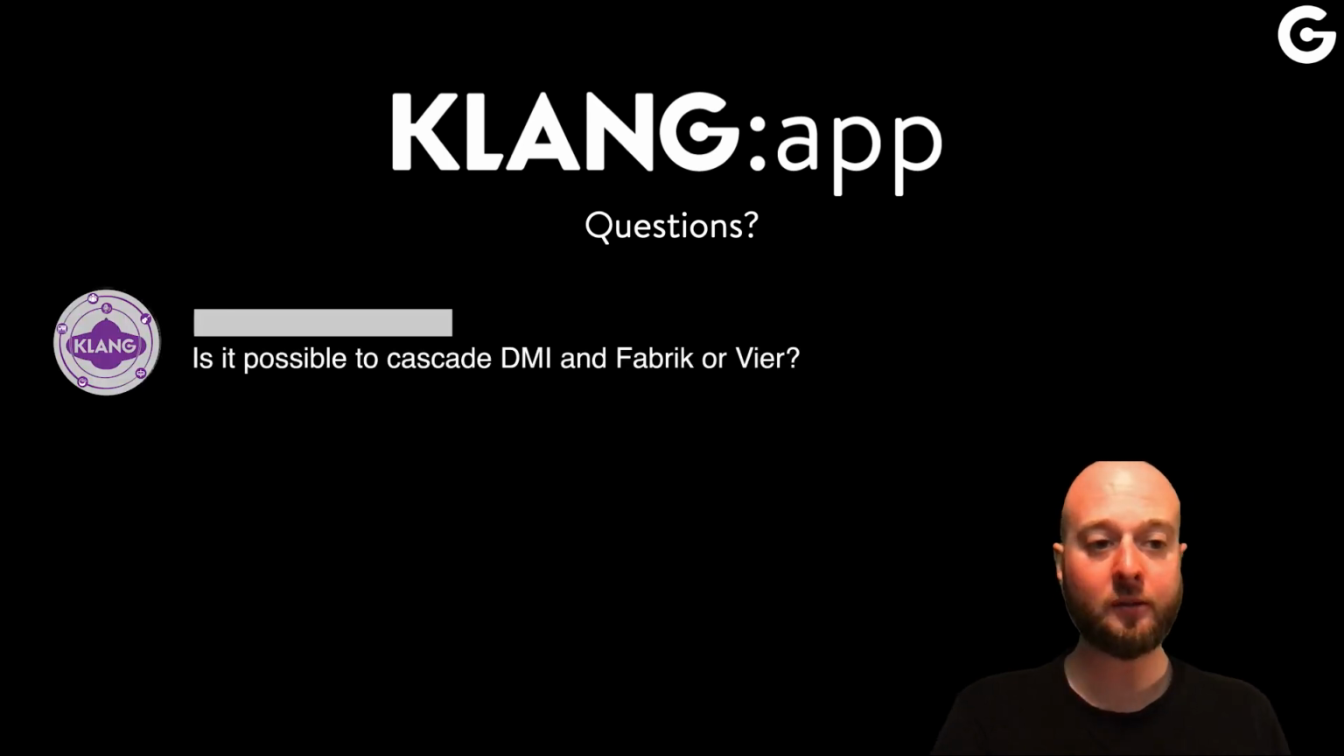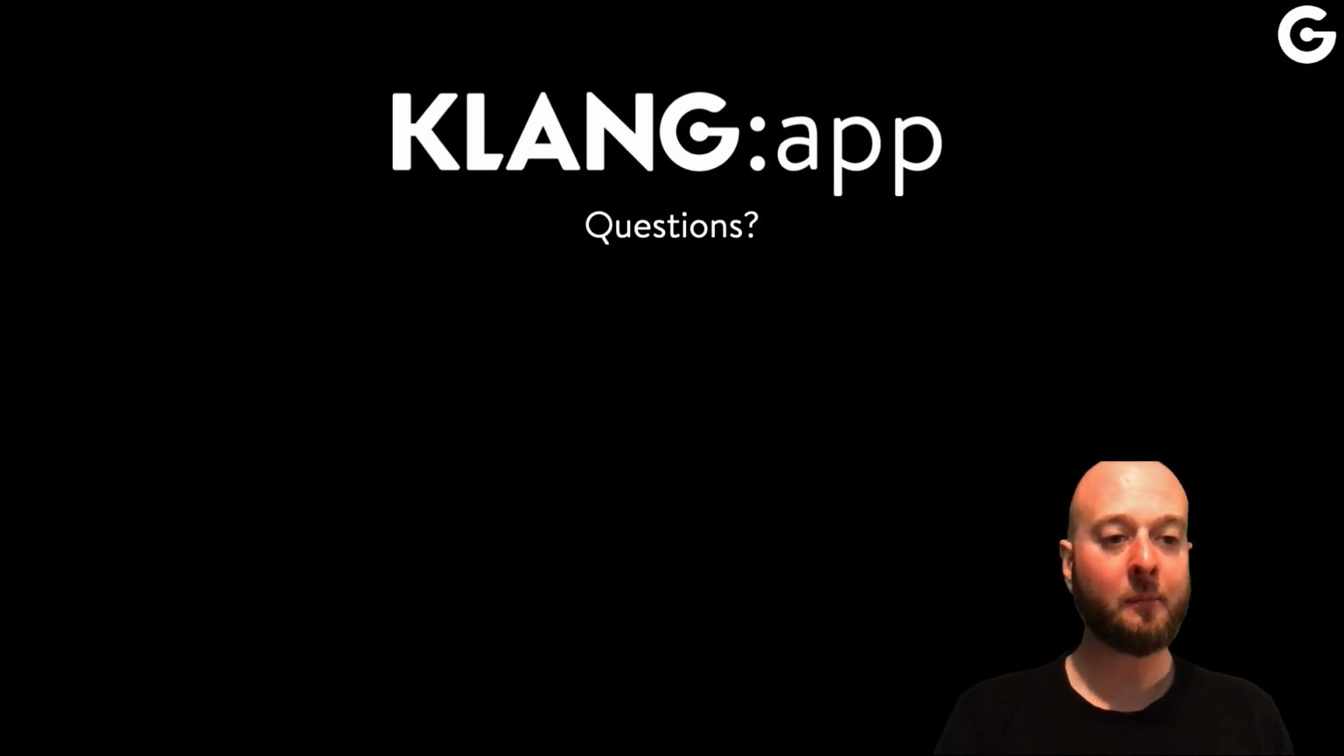Ramonas asked the same question. I guess that's answered already. So Fabric and vier can be cascaded, DMI not.